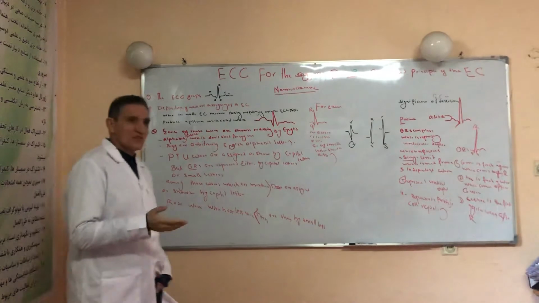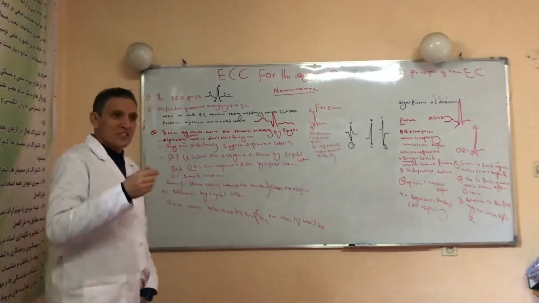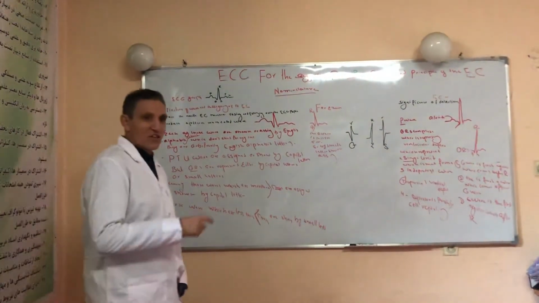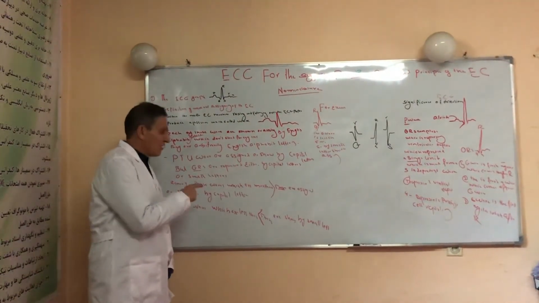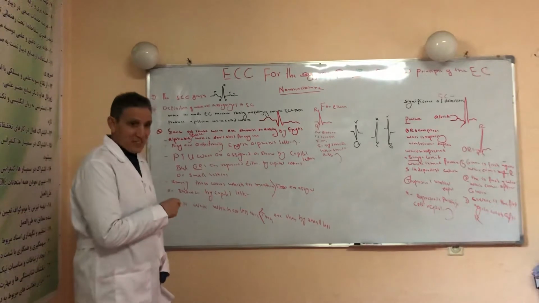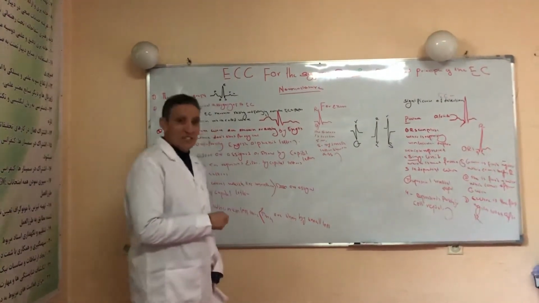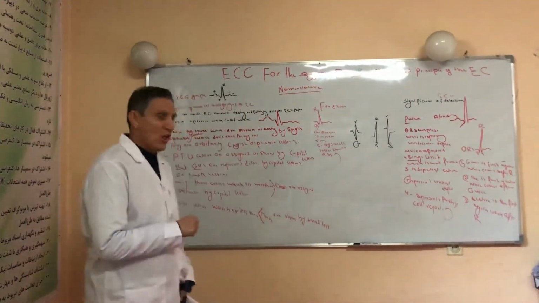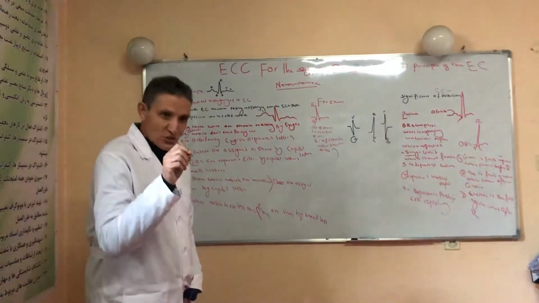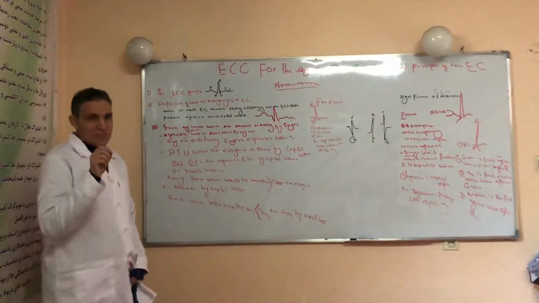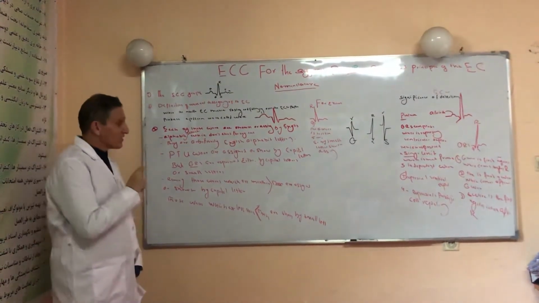Those waves which are above 5 millimeter in length should be assigned by a capital letter. Those waves which are less than 5 millimeter must be shown by small letters. You should pay attention to that point.